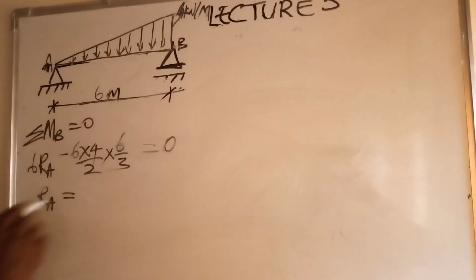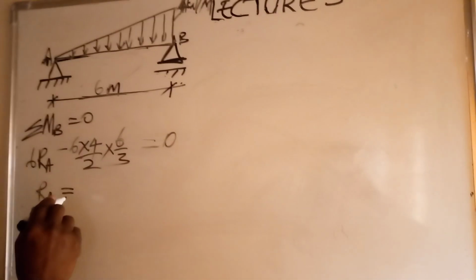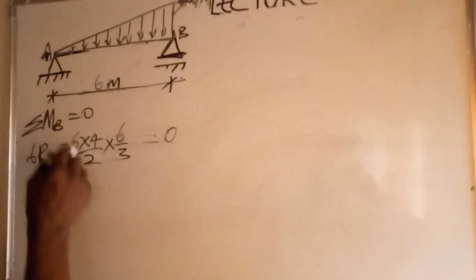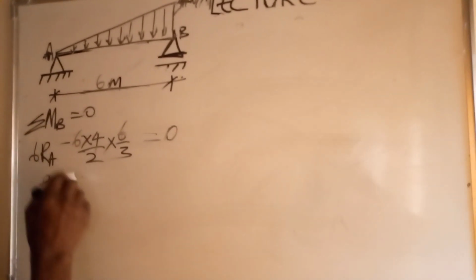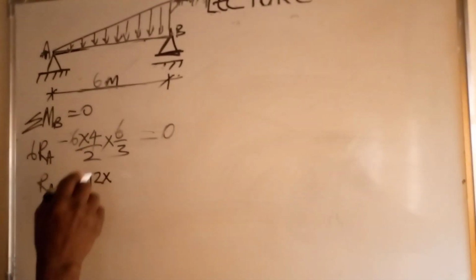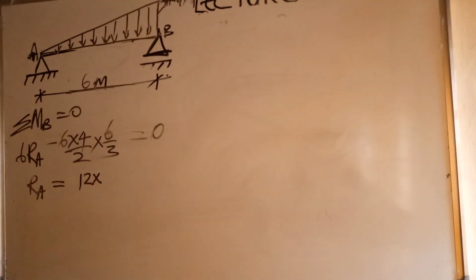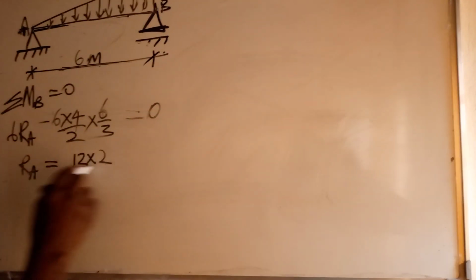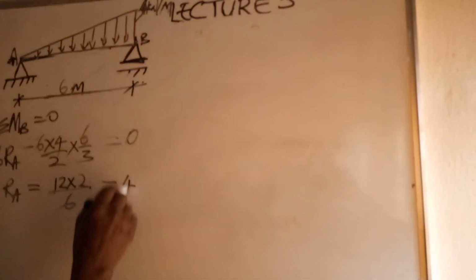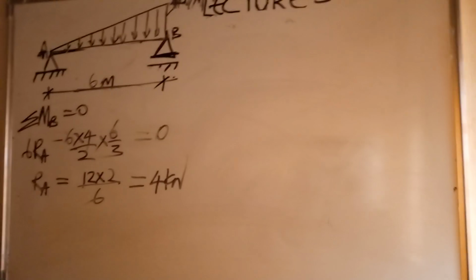So RA then is equal to, if I cancel this, I have 12 minus 12 times, sorry, because it changes sign, it becomes 12. 12 times 6 divided by 3, that is 2, over 6, which is equal to 4 kilonewton. That is reaction A.